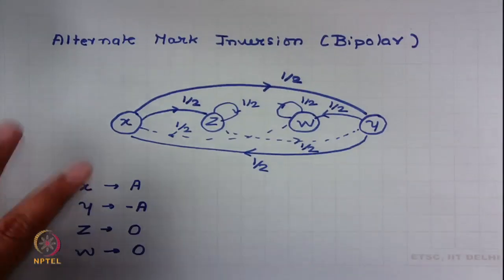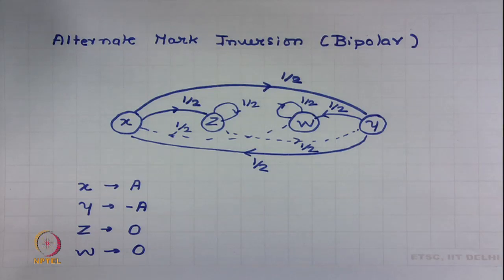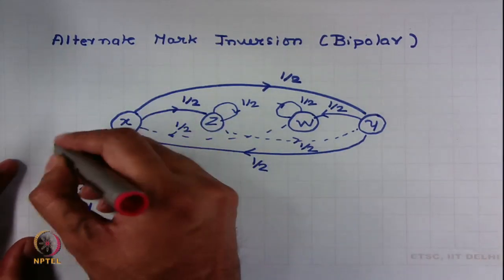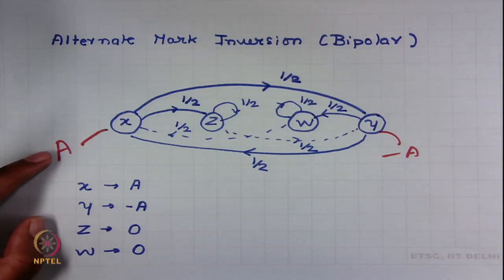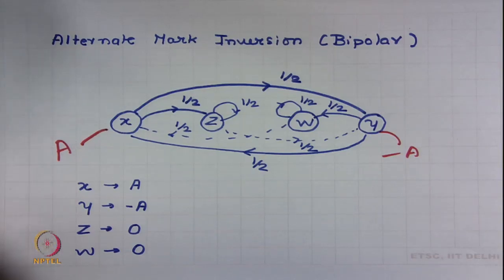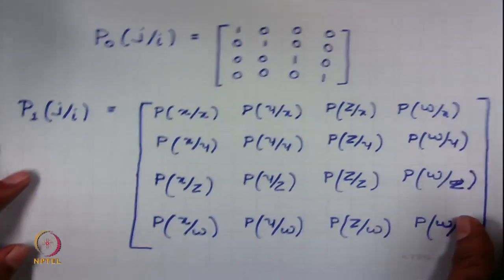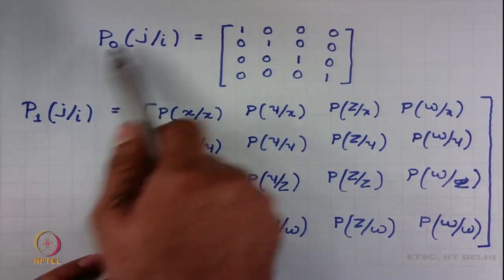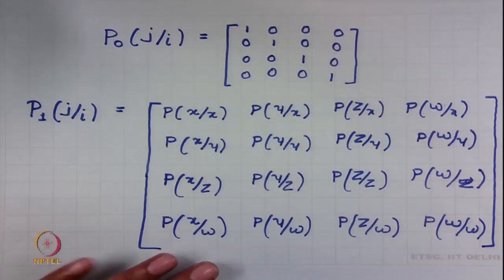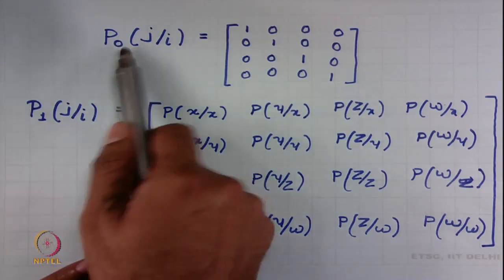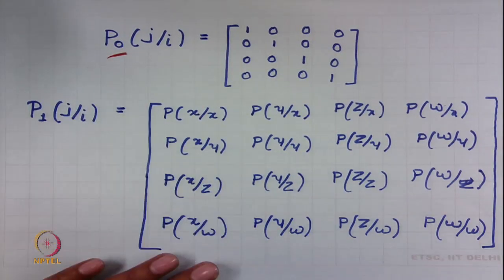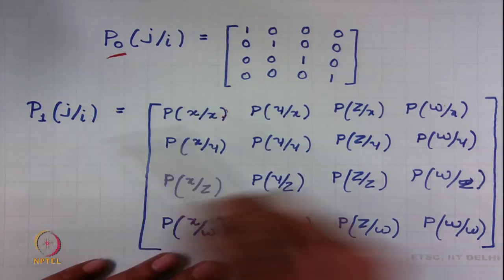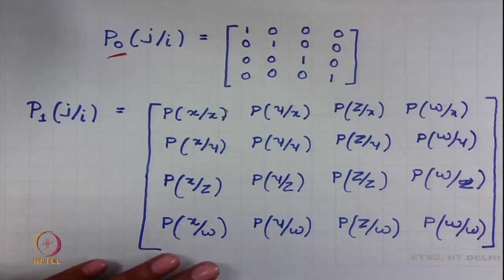So, I have also drawn a neater diagram for this alternate mark inversion scheme. So, 4 states, this has a value A, this has a value minus A, these 2 states have value 0. And I leave it to you to sort this out yourself, only I will provide some hints. So, P 0 j given i will be a diagonal matrix, same as before, nothing changes there. If you have no steps to move, you can only remain in the same state. P 1 j given i by definition was the probability that you can move from state x to state x, y, z, w and so forth in one step.